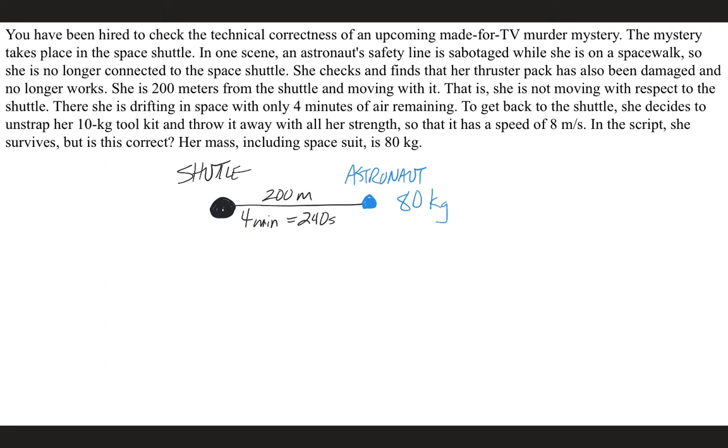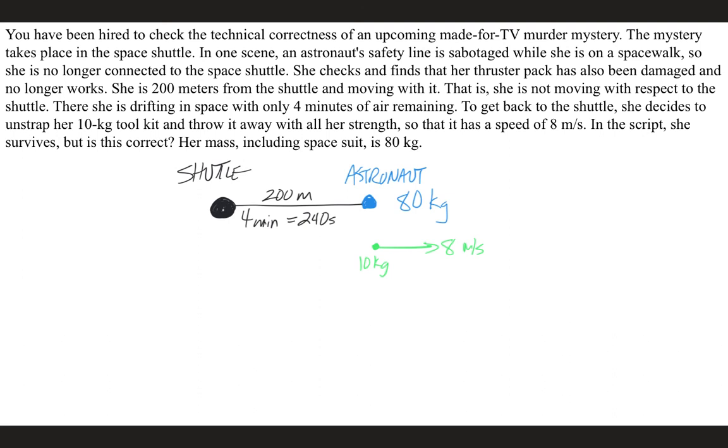All right, so we've sort of encoded all of the information except for here where she's at. She is going to take a 10 kilogram toolkit and push it away at 8 meters per second, because I guess they train for that. I don't know. Okay, which I suppose would make a great movie. All right, so we have this. We've drawn a diagram of the system, and we can start thinking about these things.